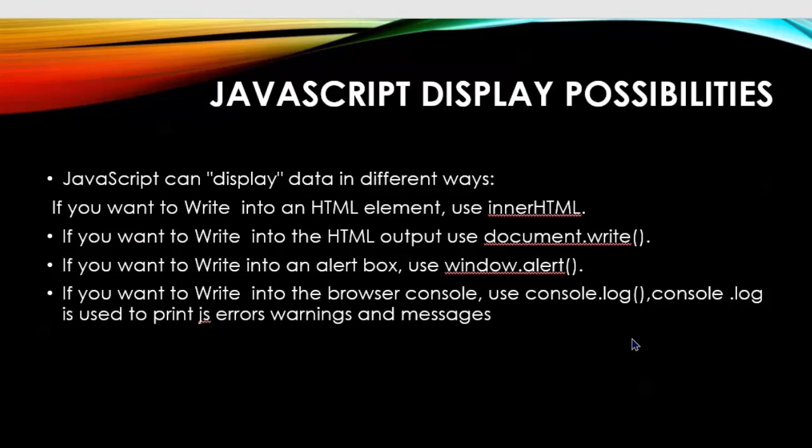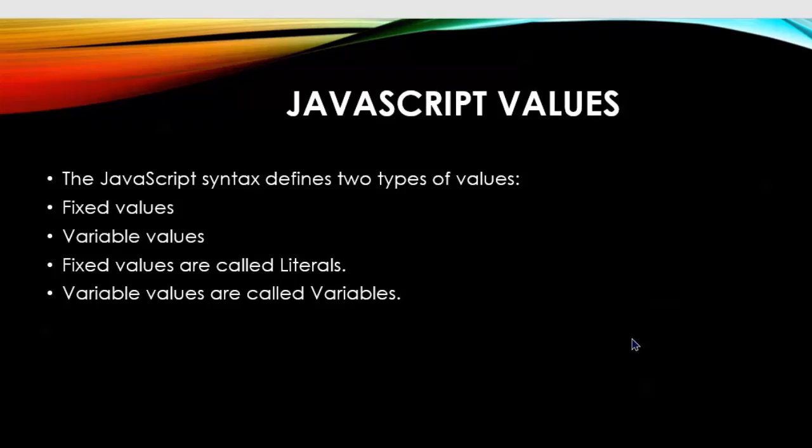JavaScript display possibilities. JavaScript can display data in different ways. If you want to write into an HTML element, then you have to use innerHTML. If you want to write into the HTML output, use document.write. If you want to write into an alert box, use window.alert. Alert boxes are used mostly for reminders. And if you want to write into the browser console, use console.log. Console.log is used to print JS errors, warnings, and messages.